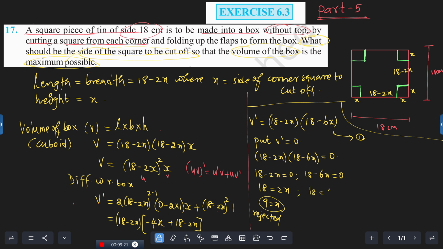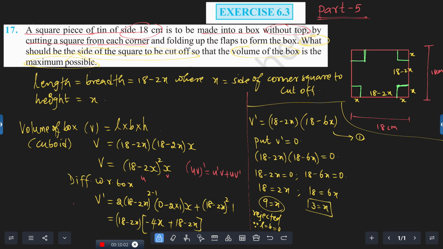Next, 18 is equal to 6x. How many 6s? 3 times. If you give 3 in this, 2 3s are 6, 18 minus 6 is 12, then the box is formed, not an issue. Then 3 is accepted, 9 is rejected. Do you understand why 9 is rejected? Length and breadth will become 0. You write here, since length and breadth equal 0 if you take x as 9. Now x equal to 3 we have. After getting the x value, what do we have to do?